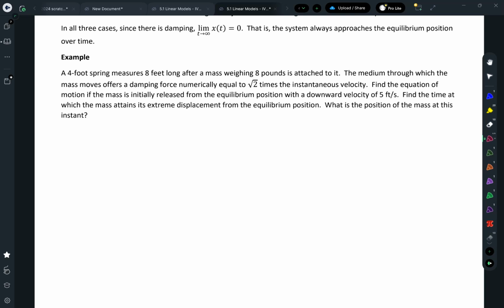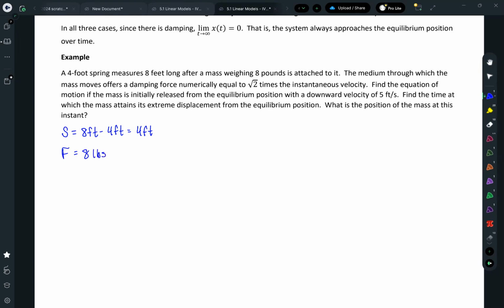Okay. From those 2 sentences, I want to write down what I know. I have a 4-foot spring that measures 8 feet long after a mass is attached to it. So S, that's the amount that the spring stretches, is going to be 8 feet minus 4 feet, which is 4 feet. Okay, the mass weighs 8 pounds. So we don't say that the mass is 8 pounds. The mass weighs 8 pounds. So that means we were given force, which is 8 pounds.